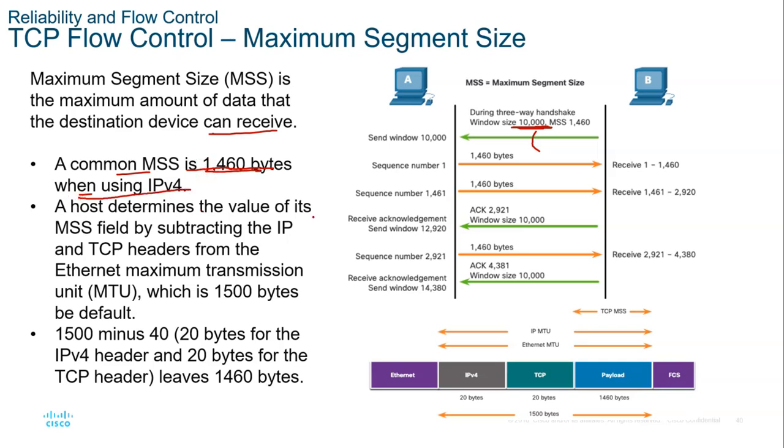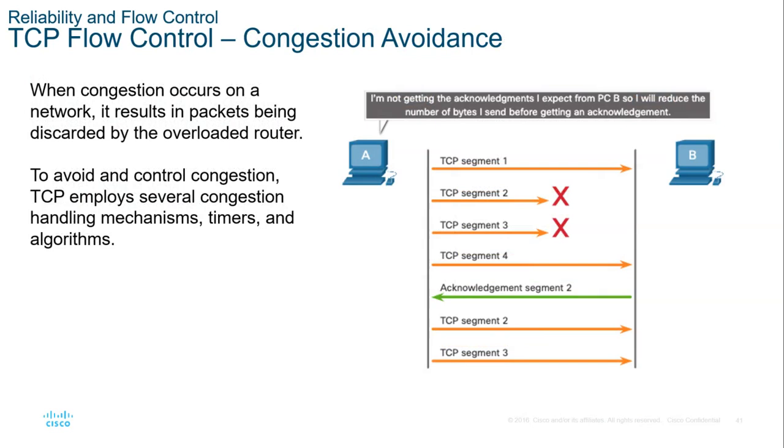So a host determines the value of its maximum segment size field by subtracting the IP and then TCP headers from the Ethernet maximum transmission unit, which is this one here, in bytes by default. So it will be this minus 40. Out of 40, we have 20 bytes for the IPv4 header and 20 for the TCP header, and that leaves it with this as the maximum segment size. Then we have congestion avoidance.